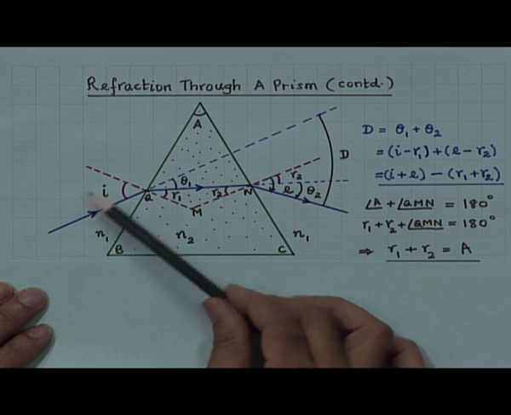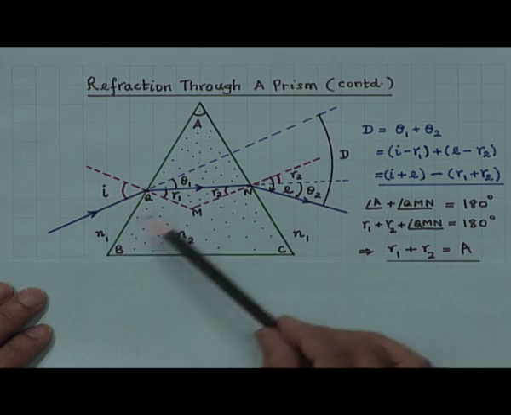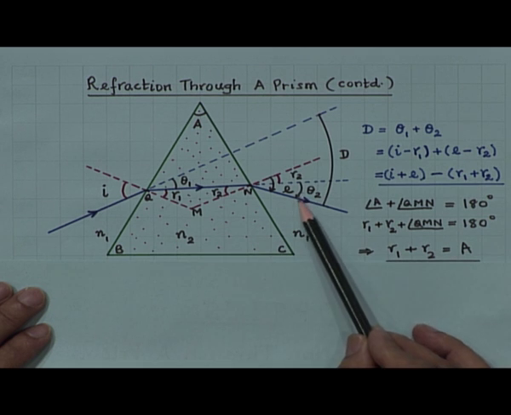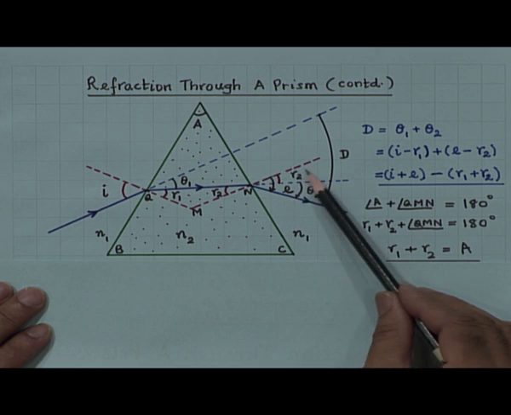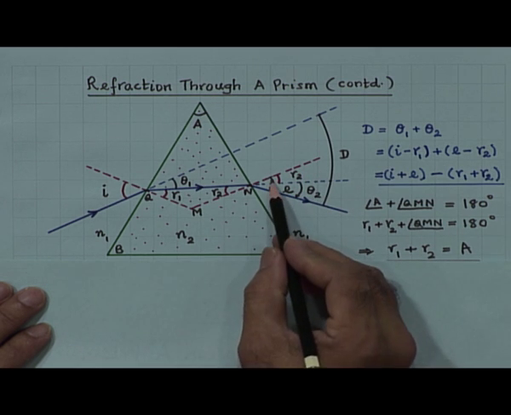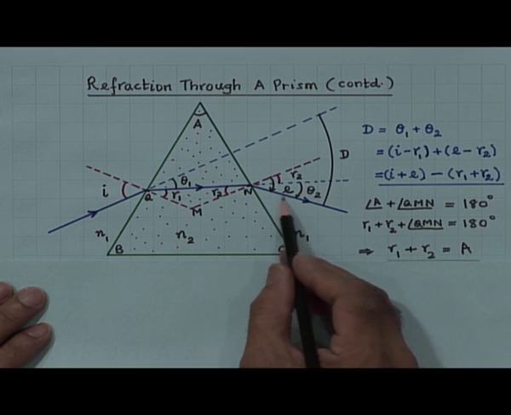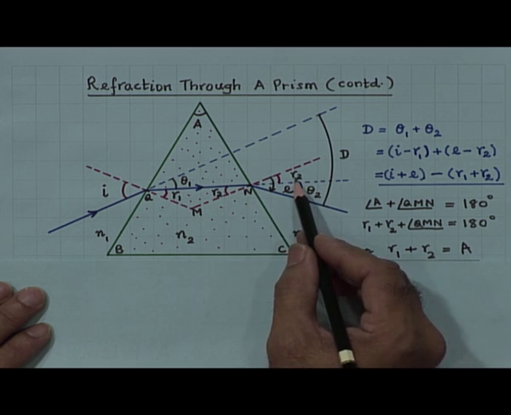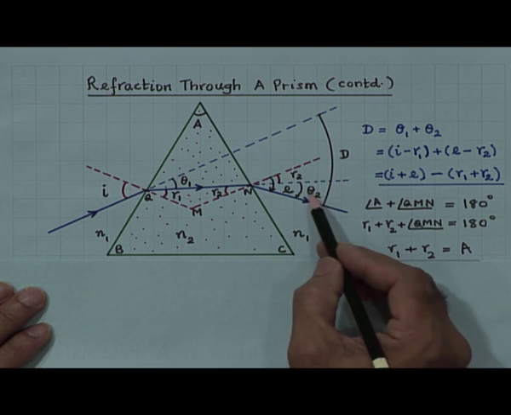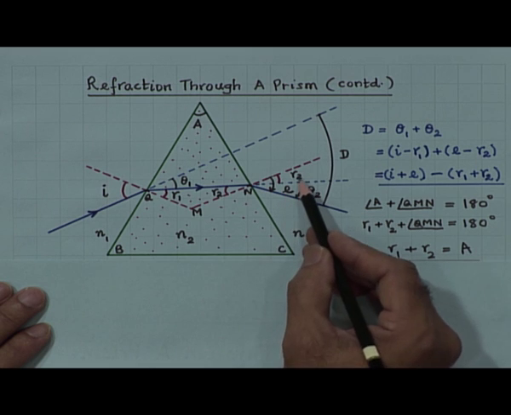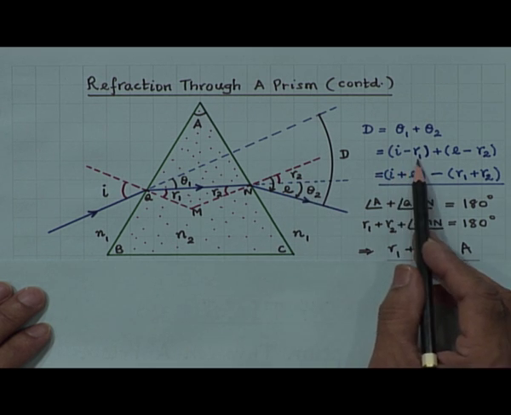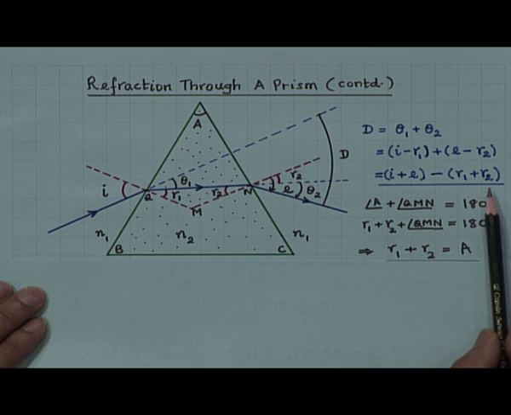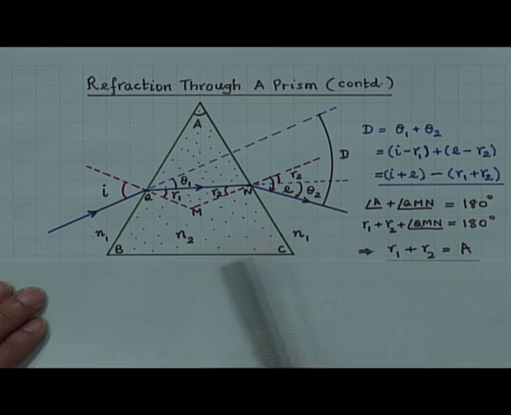And therefore, this whole angle is I, and therefore, theta 1 is equal to I minus R 1. Similarly, the angle theta 2 here is, this is the emergent ray. So, emergent angle E is here. So, this entire angle is E, the emergent angle. R 2, this is R 2. The opposite angle there is R 2, and therefore, theta 2 is equal to E minus R 2. So, we have I minus R 1 plus E minus R 2, or I plus E minus R 1 plus R 2, that is the angle of deviation.